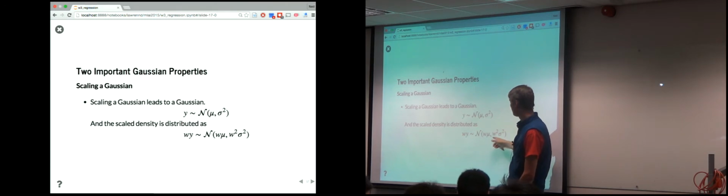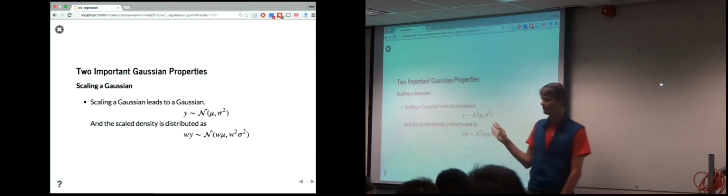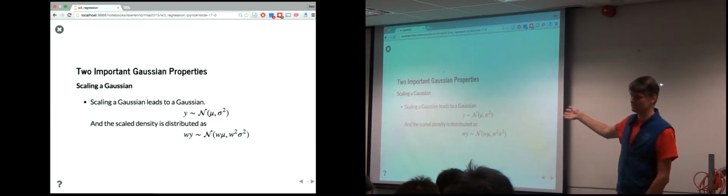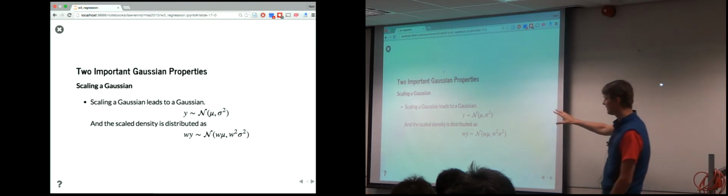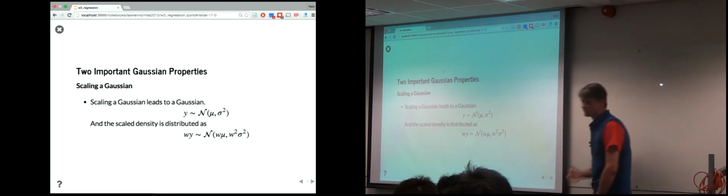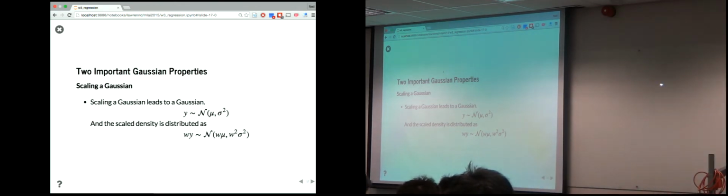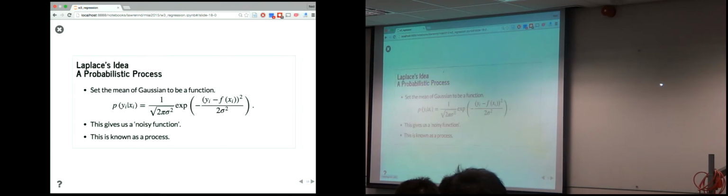So the new mean is w times the old mean, and the new variance is w squared times the old variance. This is not an unusual property. This happens in a lot of densities, that you get the same form of distribution. It's not unusual like the previous property. It's just a rescaling, so that's very natural for any density. In fact, all densities will stay in the same family.